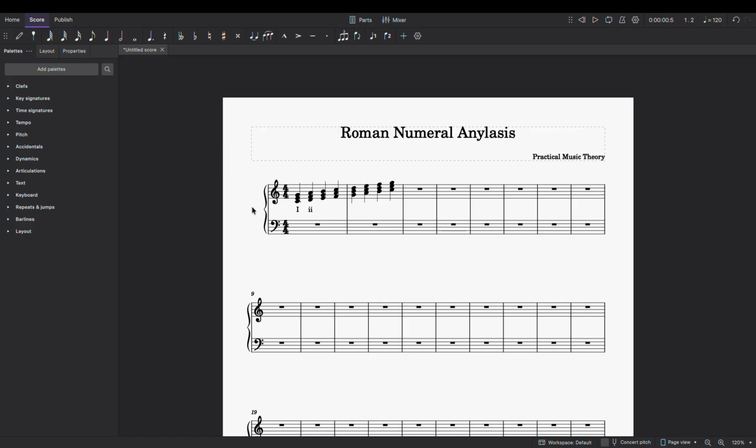Now, the key of D major has 2 sharps, F sharp and C sharp. I would expect for this F to be F sharp. But because it's F natural, and I know that that's not in D major and would be in D minor, this is actually a D minor chord.